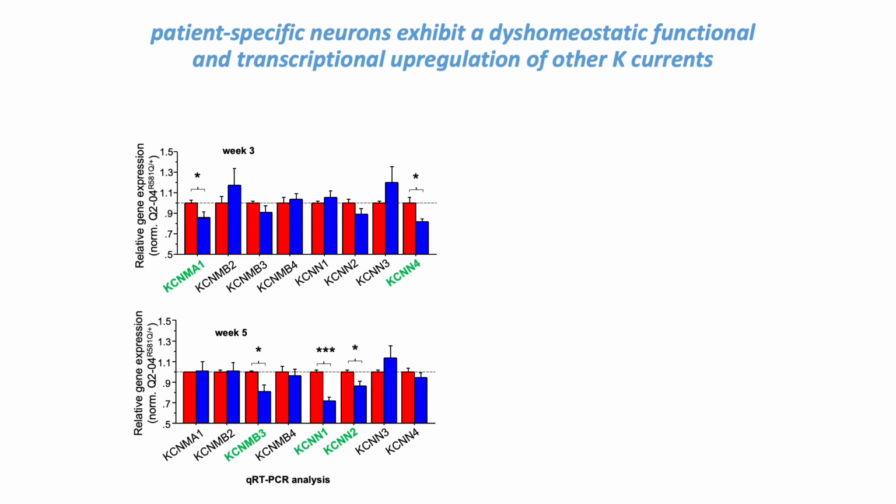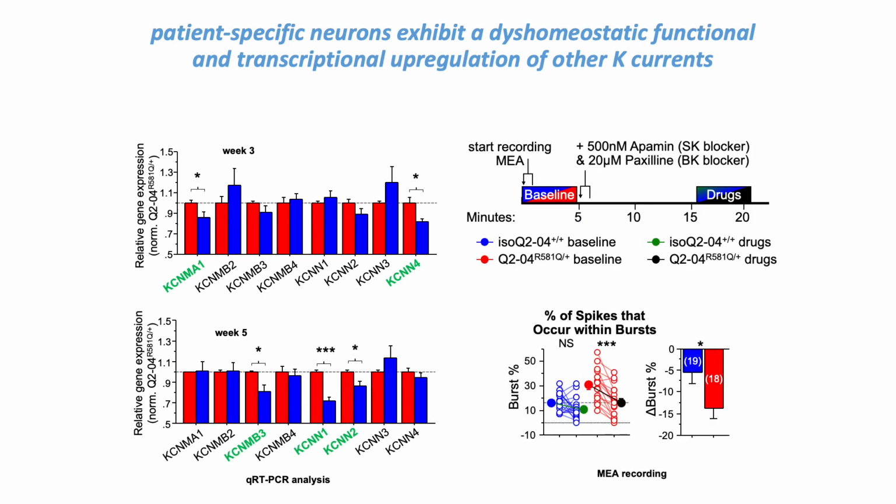Using transcriptional and pharmacological approaches, we identified a set of dyshomeostatic changes driven by the functional upregulation of potassium currents mediated by BK and SK channels. On the left is quantitative real-time PCR analysis showing the upregulation of several potassium channel and other associated genes in the patient neurons after weeks 3 and 5 in culture. On the right, I'm showing you that in fact, treatment of patient neurons with the SK and BK channel inhibitors apamin and paxilline rescued the phasic bursting, while the same treatment had no effect on isogenic control neurons.